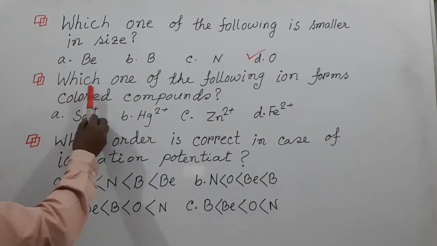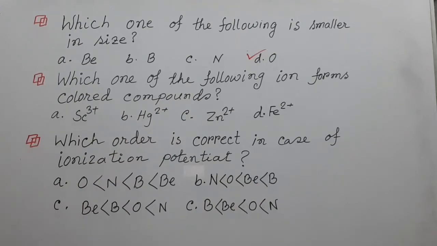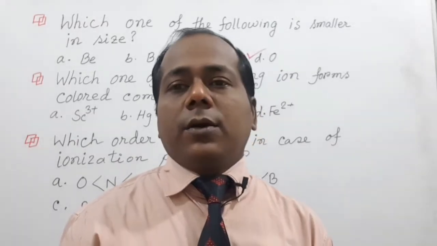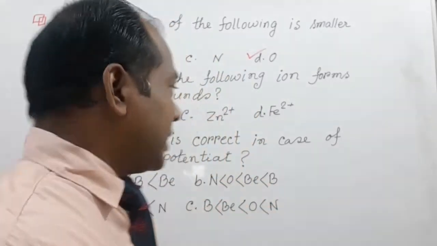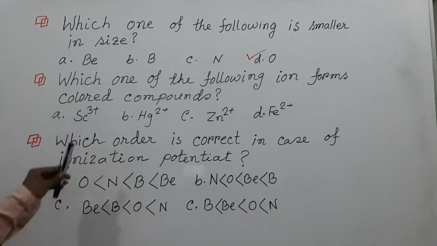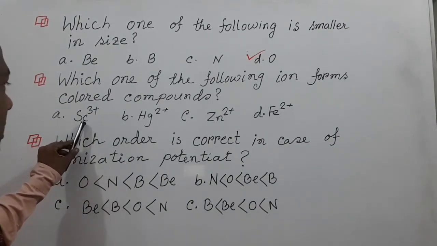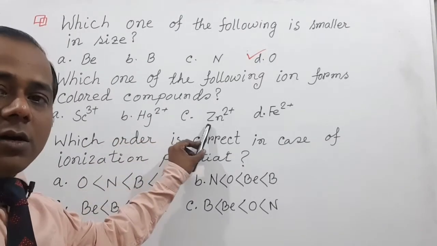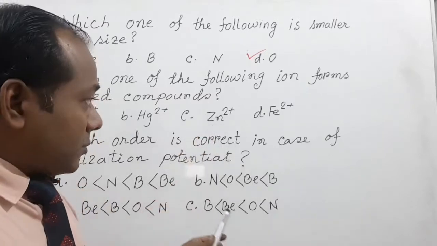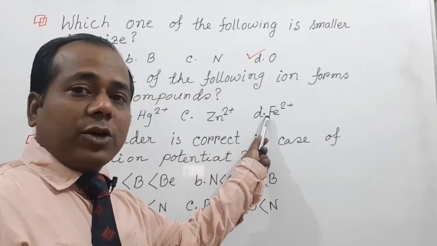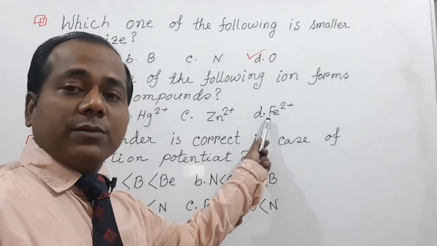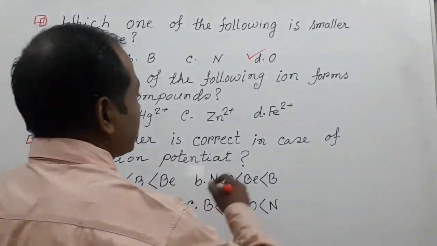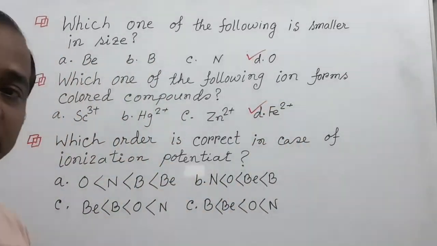Next question: which one of the following ions forms colored compounds? My dear students, we know that transition elements form colored compounds. Here we can see that scandium is a d block element, but it is not a transition element. Mercury is not a transition element, zinc also is not a transition element, but the stable ion Fe2 plus, which comes from iron, is a transition element, so iron forms colored compounds. This is the correct answer, my dear students.